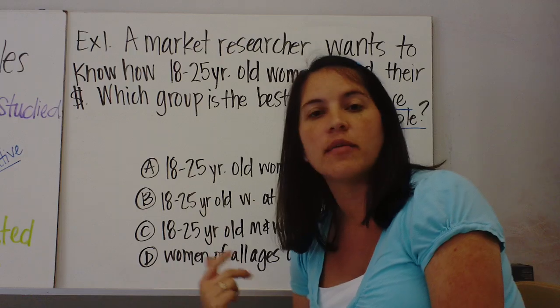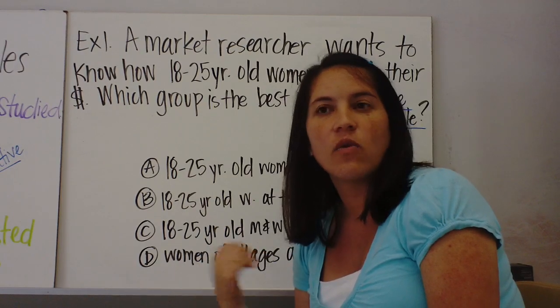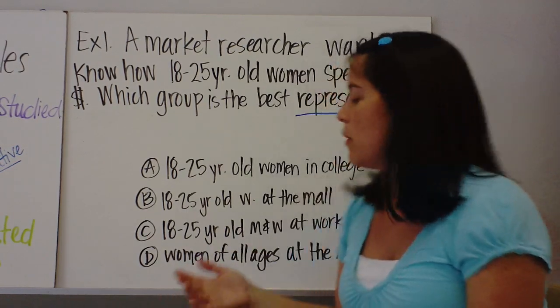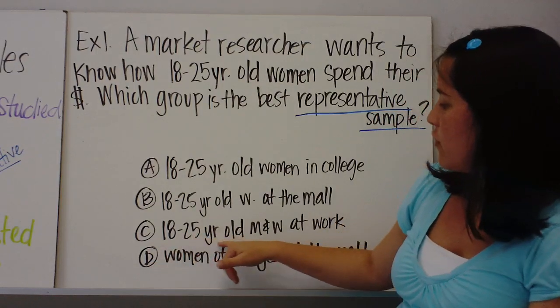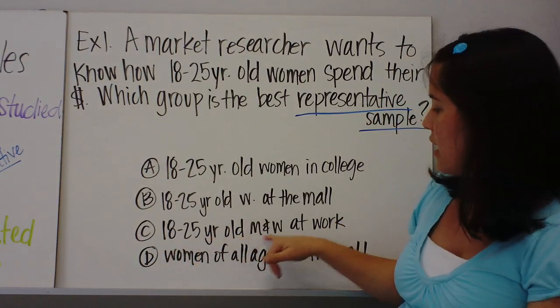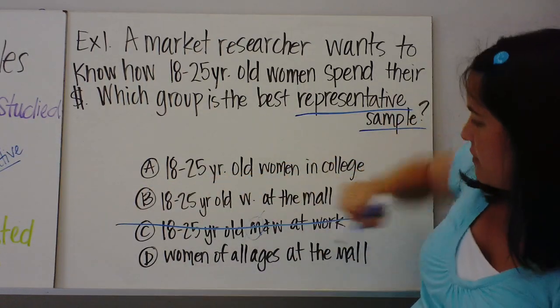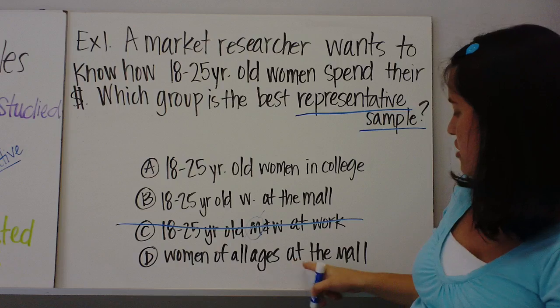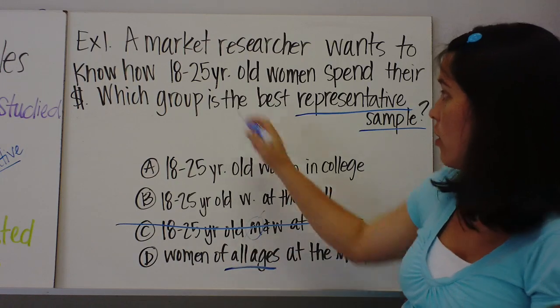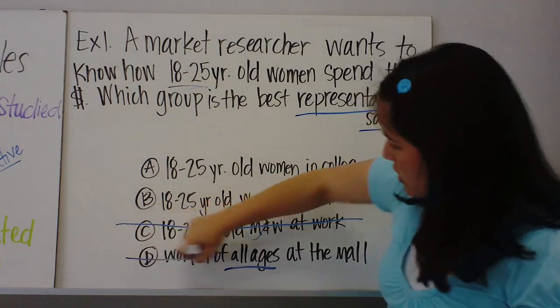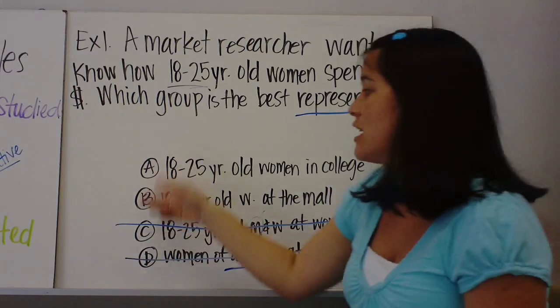Could they be stay at home? Could they be in school? So you got to think, what kind of 18 to 25-year-old women would be at the mall? C, 18 to 25-year-old men and women. Oh, we do not need men, so we know it's not going to be C. Women of all ages at the mall. All ages, we only want this specific, so we do not want D. So we've narrowed it down to A and B.